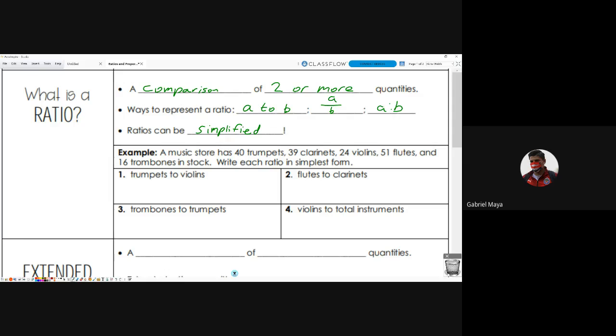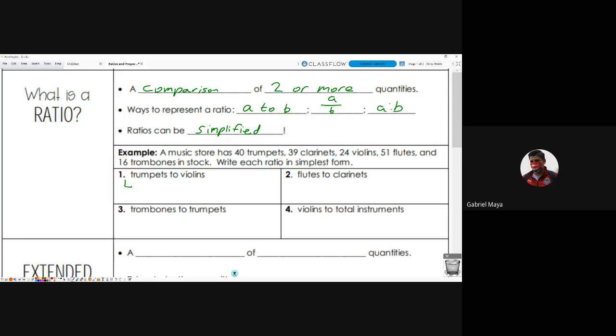Let's see if my pen works again. Hopefully it does. If not, I'm going to cry again. Okay. Trumpets to violins. You got 40. It says 40 trumpets. So 40. Yeah, no, it doesn't work. Why? It was working. It's when I did this, I think, that made it stop. Let me see. Yeah, no. Okay. It's gone.